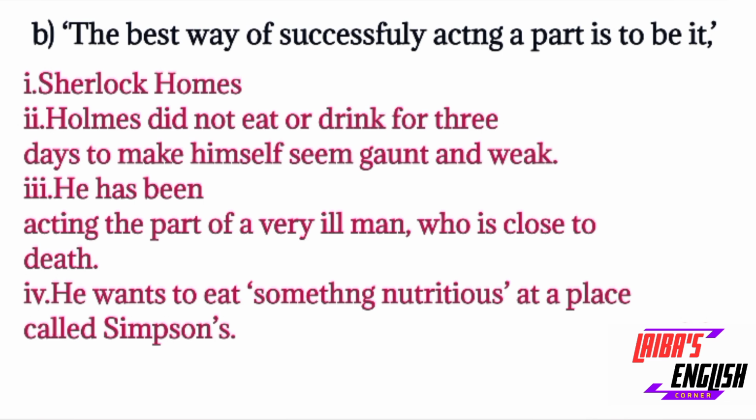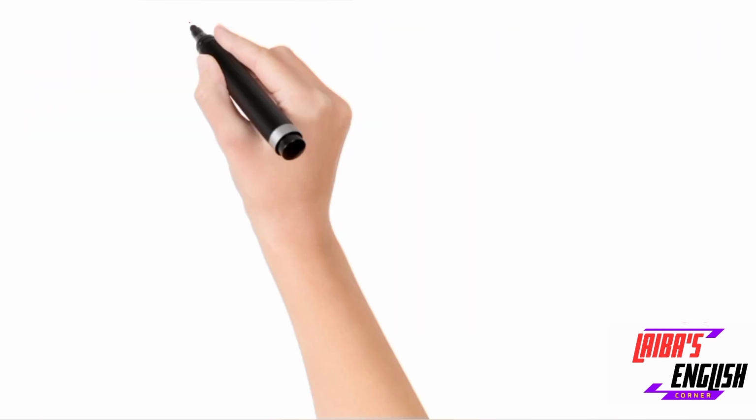Part number 3 is in what way was he being ill? So he has been acting the part of a very ill man who is close to death. Part number 4, what did the person want to do soon after this? He wants to eat something nutritious at a place called Simpson's, because he wants to eat something good after 3 days, at a good restaurant known as Simpson's. So reference to context questions are very easy. If you know the lines well, you can answer them very well.